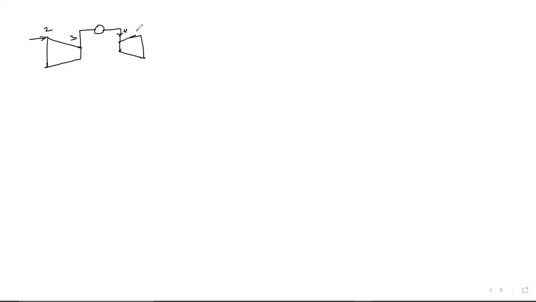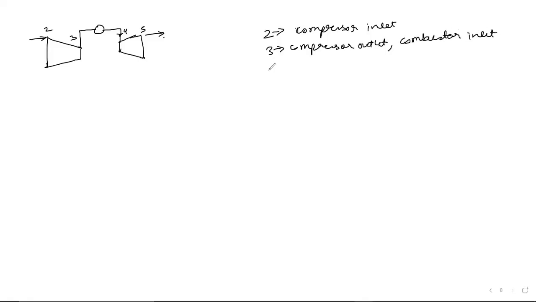This is 3, and this is 4, no? This is 5, and after 5 it is going. So 2 can be called compressor inlet. 3 can be called compressor outlet, and you can say combustion chamber inlet. Combustor, I am saying the word combustor inlet. And 4 can be called combustor outlet. But at the same time, it is also turbine inlet.